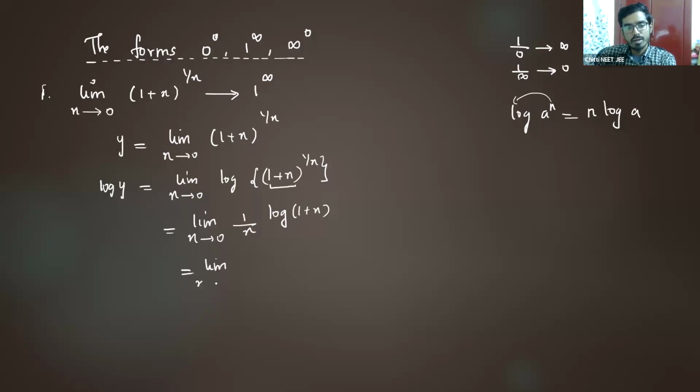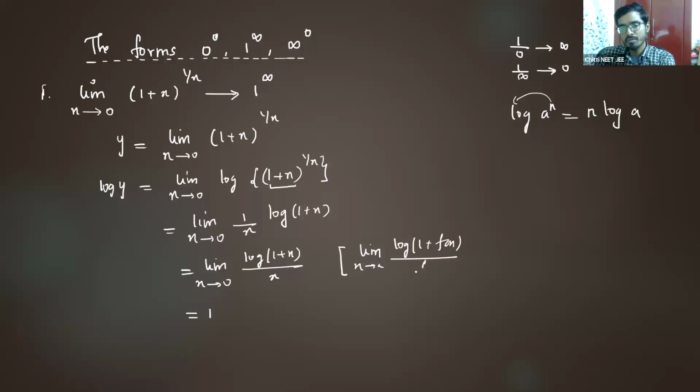Now we have limit x tending to 0, log of (1 plus x) by x. I can directly write this as 1. I don't even need to differentiate this. Why? Because it is of the form limit x tending to a, log of (1 plus f of x) by f of x, which is equal to 1, right? Or else you can differentiate this also, but that is not at all required. When we apply the limit it will be equal to 1. Remember, we need to find y. y is our required limit. But now we have found log y.